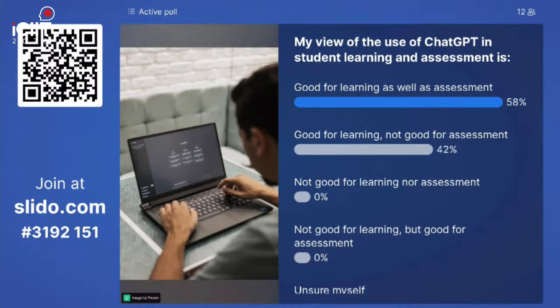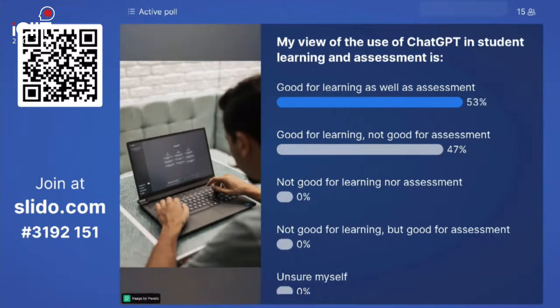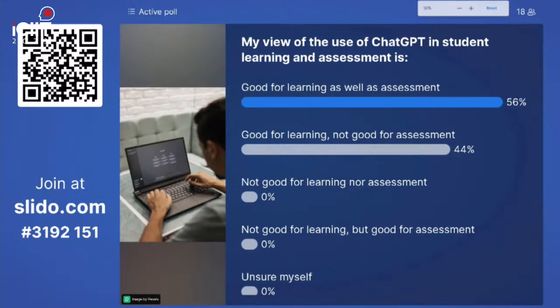All right, so it looks like quite a few people say that at least 57% at the moment. Some people may be changing their minds. And we see quite a high percentage there that say it's actually good for learning as well as assessment. All right. Interesting. Very interesting. So please do go ahead and respond to the poll while we continue.